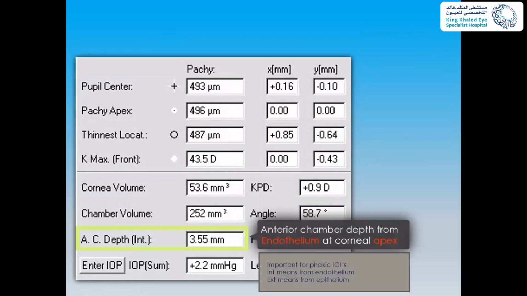Anterior chamber depth is important. Anterior chamber depth can be measured internally or externally. Externally means that it takes from the epithelium of the cornea, and internally means it is from the endothelium. This is important for the AC depth in cases where you're planning to do a phakic surgery, phakic IOLs, or any other thing.